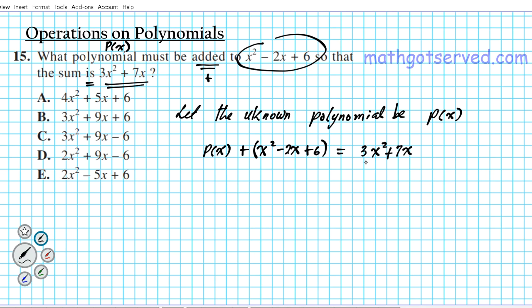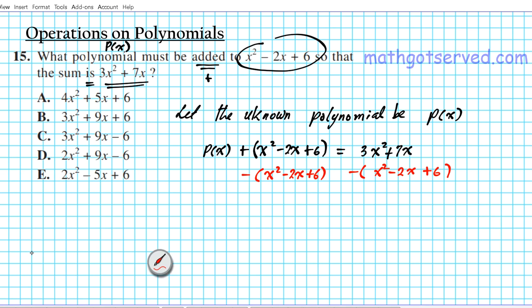So how do we get p of x isolated? We're just following basic algebraic procedures, right? We just subtract this polynomial from both sides of the equation. So you subtract x squared minus 2x plus 6 from both sides of the equation. Now this is extremely important. Note that when you have a minus in front of a parenthesis, do not forget to distribute. Okay? Let's write that down on the side here.